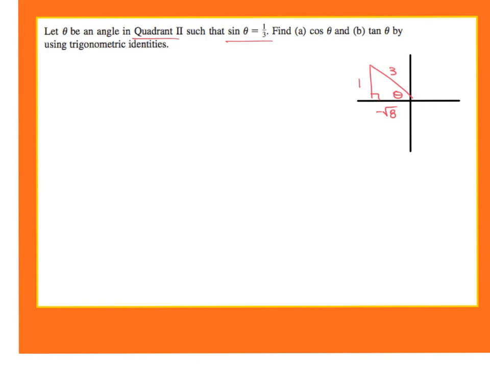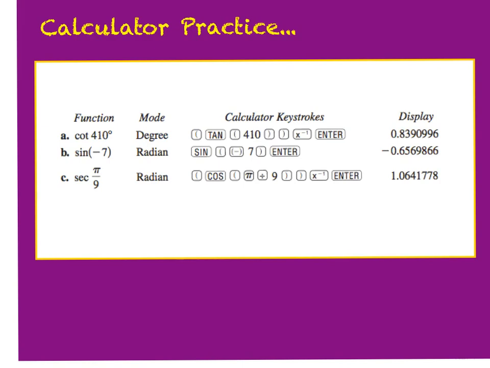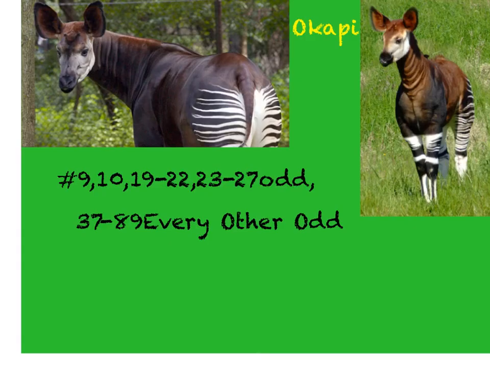So now we're going to evaluate for cosine. So cosine of theta is what? So what's my adjacent? Negative square root 8 over 3. And then tangent of theta. So tangent of theta is opposite over adjacent. So what's my opposite? 1, my adjacent of negative square root 8. What's wrong with it? Negative on the bottom and it's not rationalized, so we end up with negative square root 8 over 8. Calculators, all right. I want you to be able to toggle back and forth. There's your homework.